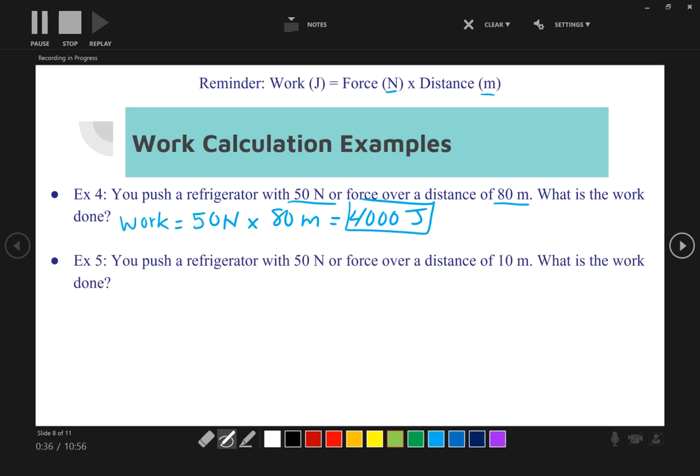All right, what about if you push a refrigerator with 50 newtons of force over a distance of 10 meters? What is the work done? So work is equal to my force times my distance. So if I type into a calculator 50 times 10, I get 500 joules.